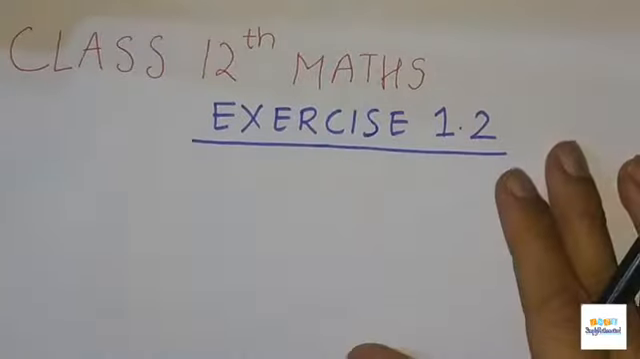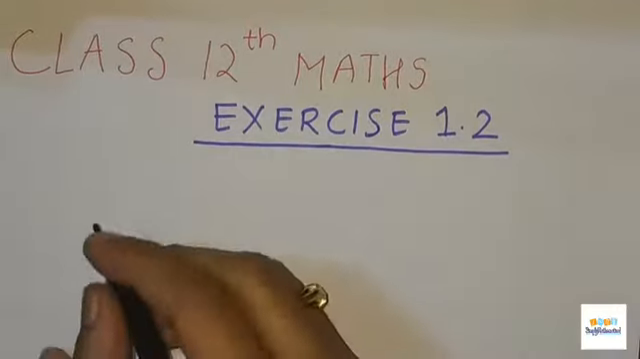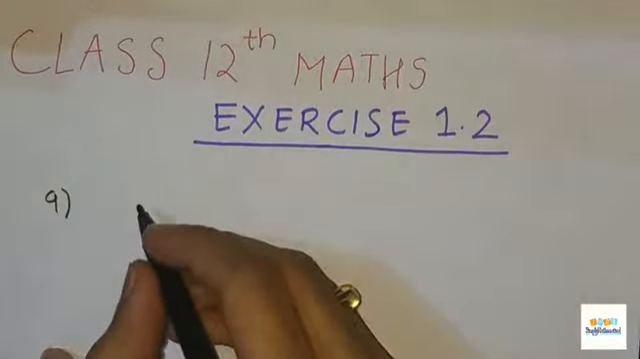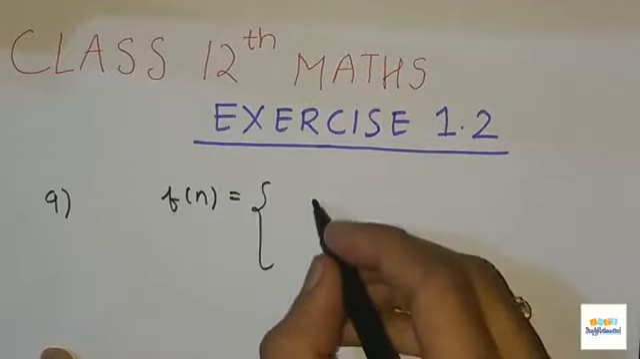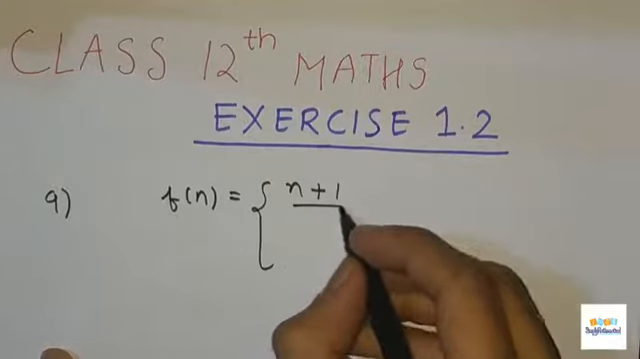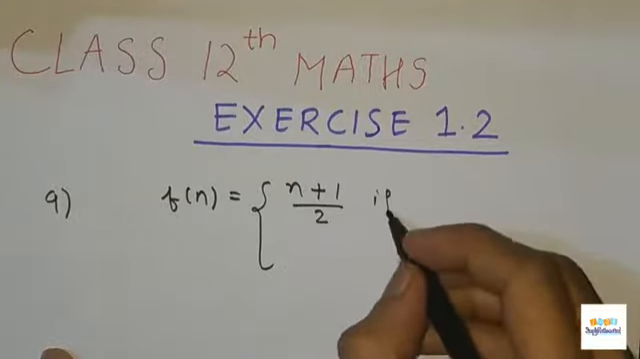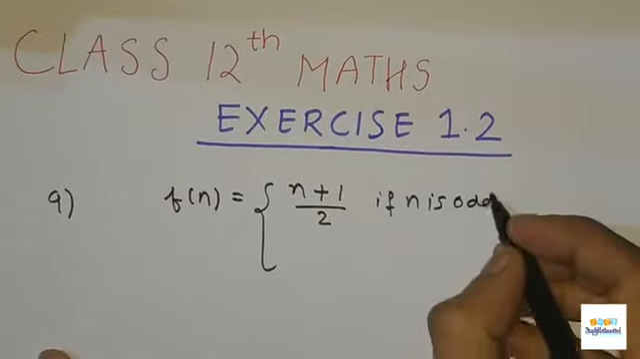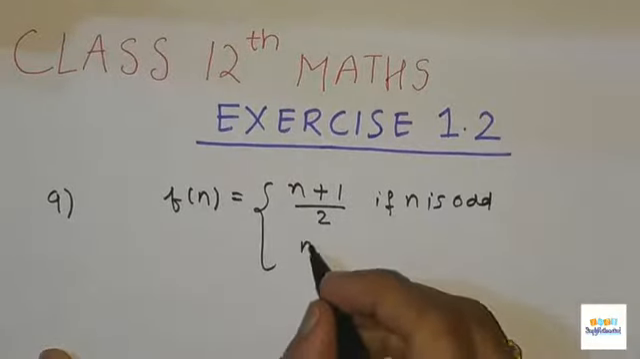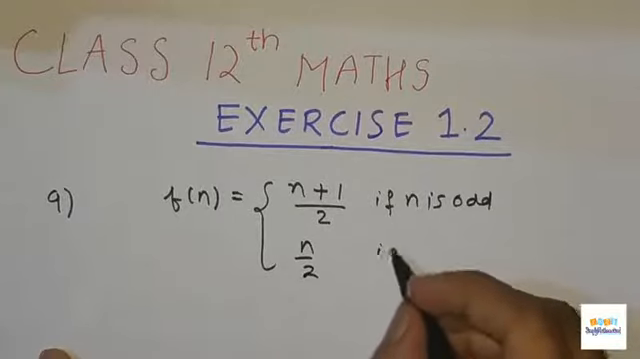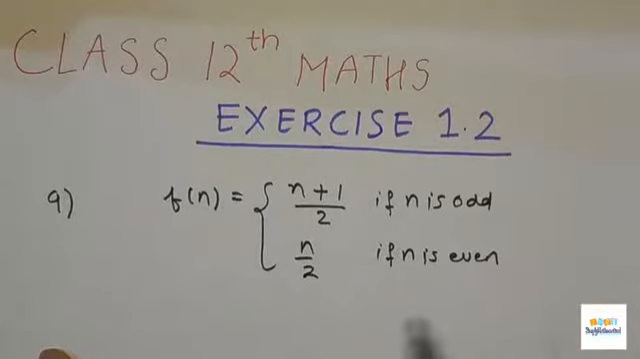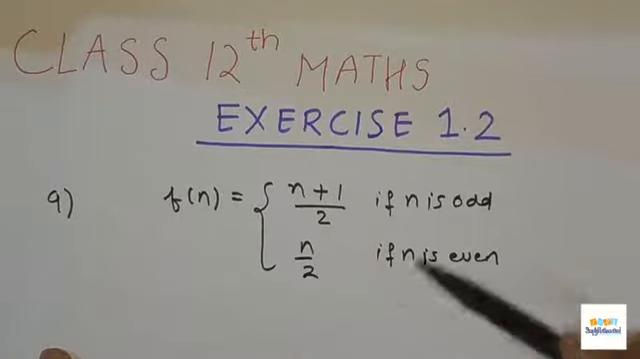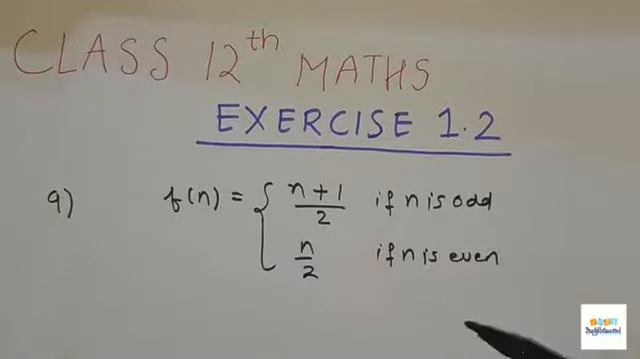So let us see how to solve the problem 9. You are given a function f of n equal to (n plus 1) by 2 if n is odd and n by 2 if n is even. Now we have to check whether the function is bijective. That means whether the function is 1-1 and onto.